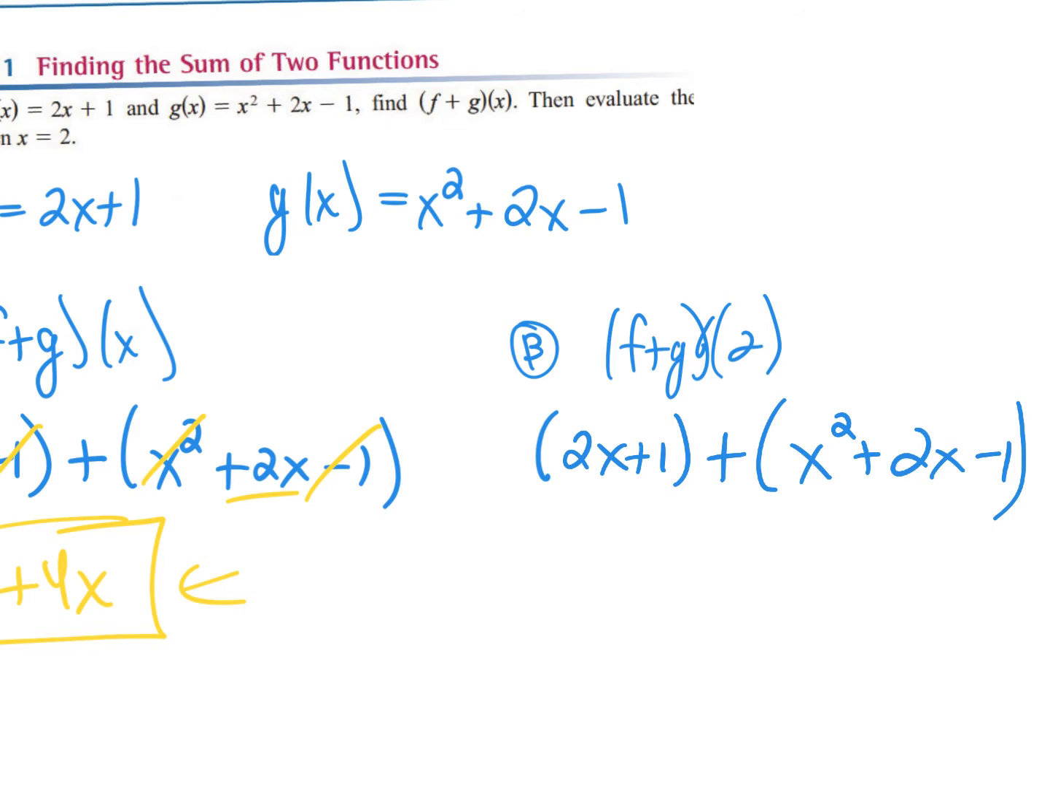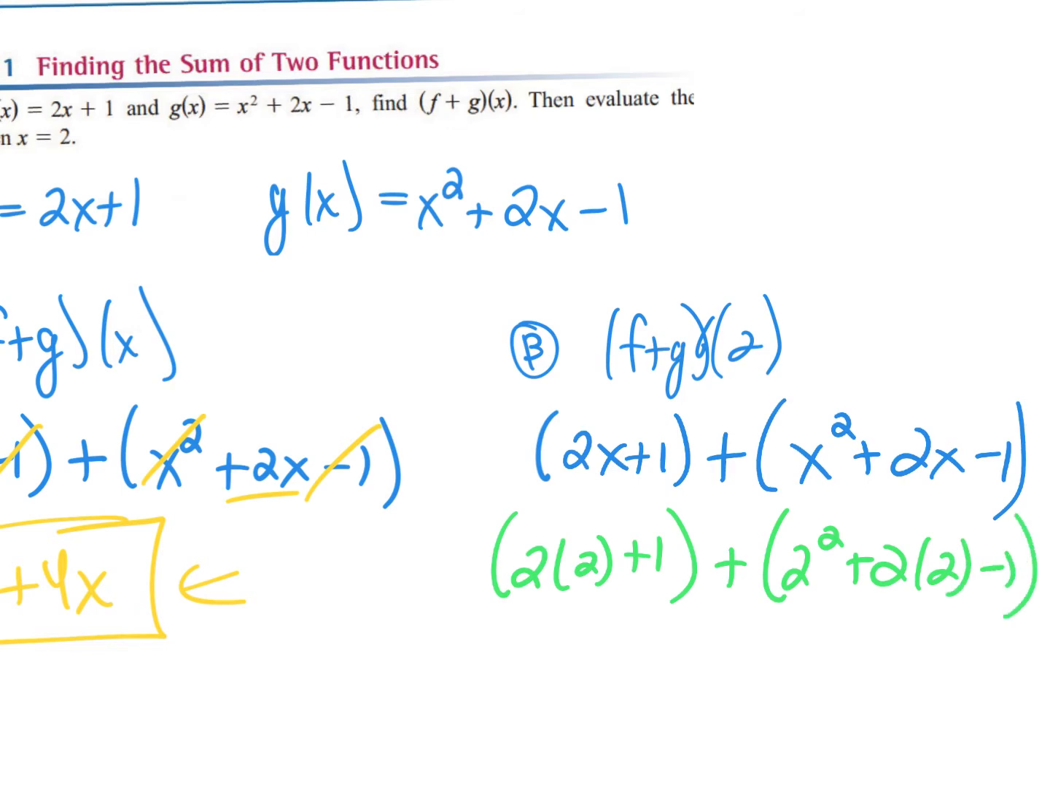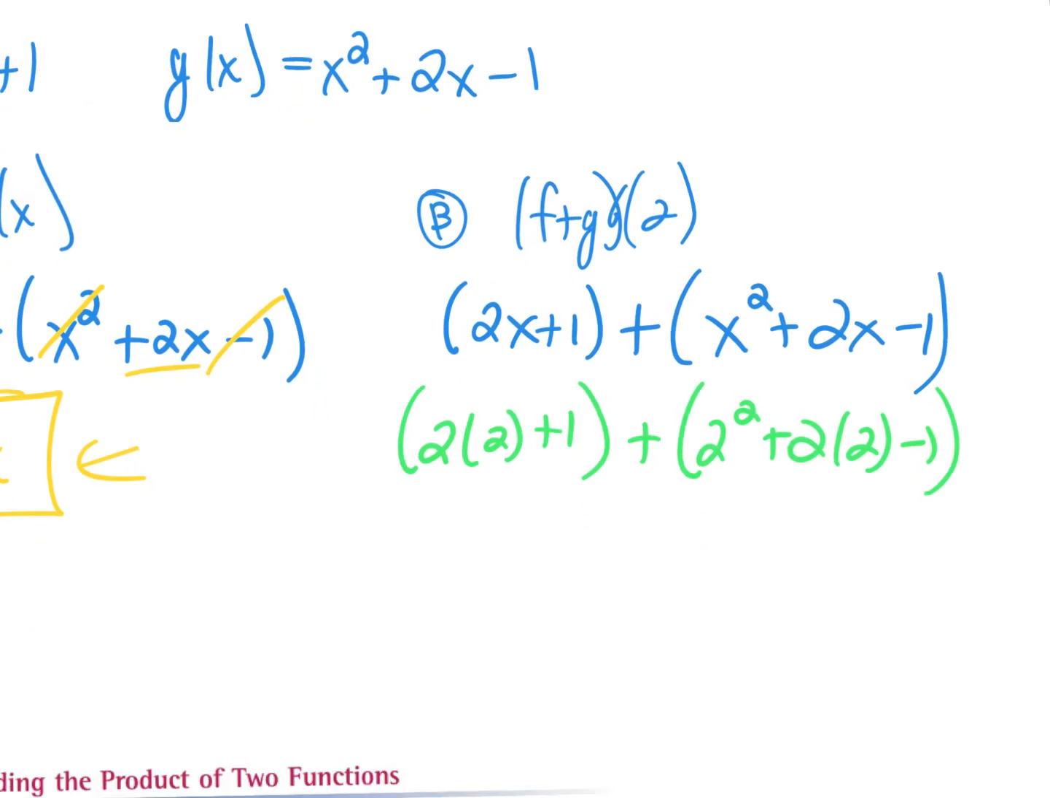You can do it just like this. You can say, okay, in my first parenthesis, I have 2 times 2 plus 1, right? Plus, and then I have 2 squared plus 2 times 2 minus 1. What's 2 times 2? Plus 1 is 5, plus 2 squared is 4, plus 4 minus 1. What's 4 plus 4? Minus 1. So my answer here is 12.